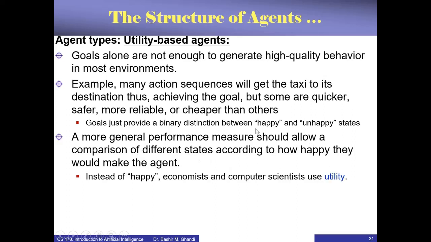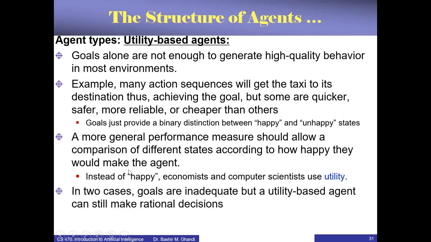Now, instead of using the word happy, economists and later on computer scientists decided to use the word utility, because it looks like utility is more scientific than happy. Okay, so instead of calling the agent a happy-based agent, no, utility-based agent.